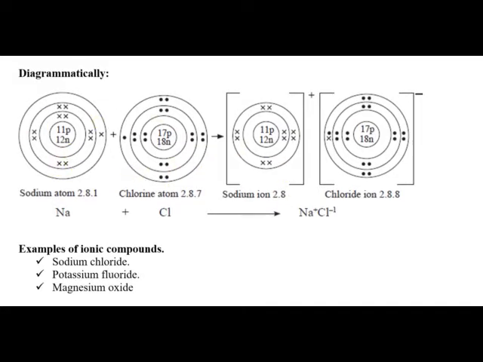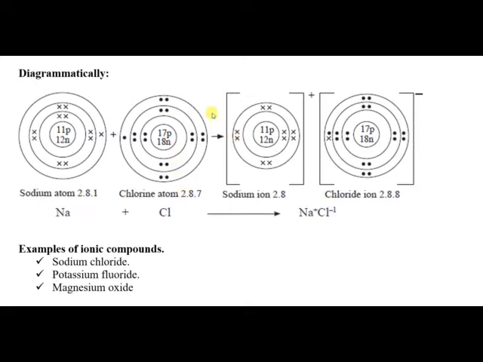For ionic bonding, a sodium atom has an electron configuration of 2,8,1. A chlorine atom has an electron configuration of 2,8,7. Chlorine needs 1 to be stable. Sodium needs 7, but it will lose 1. So sodium will lose 1, and the lost electron will be gained by chlorine to be stable.